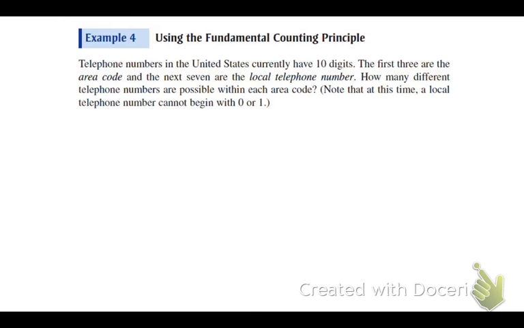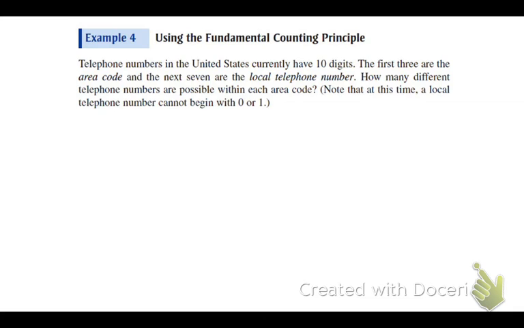Okay, this is small, but okay. Telephone numbers in the United States currently have 10 digits. The first 3 are the area code. The next 7 are the local telephone number. How many different telephone numbers are possible within each area code? Note that at this time, a local telephone number cannot begin with 0 or 1. So it can't be 1-800. I was just joking.